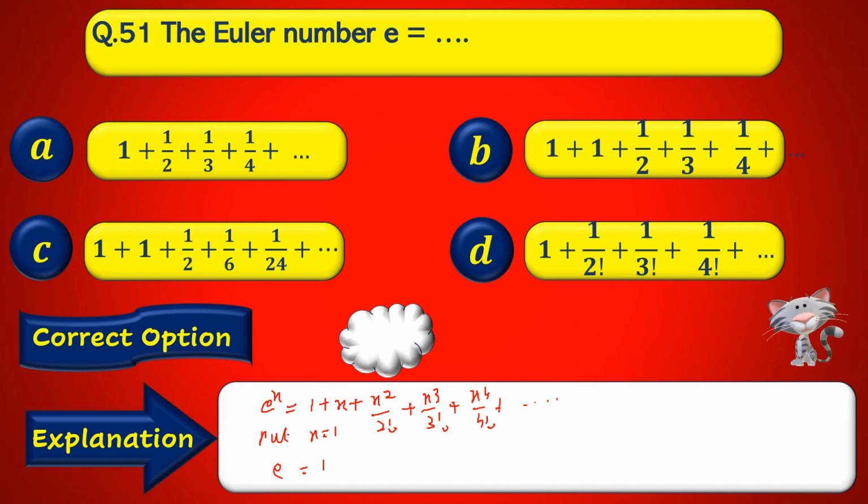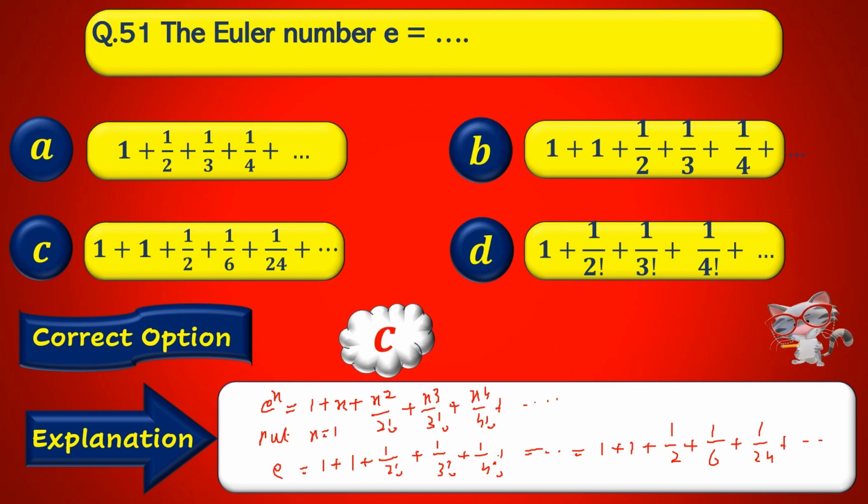Therefore, e will be equal to 1 plus 1 plus 1 over 2 factorial plus 1 over 3 factorial plus 1 over 4 factorial, which will become 1 plus 1 plus 1 over 2, as 2 factorial is equal to 2, 3 factorial is equal to 6, 4 factorial is equal to 24. Therefore, C is the correct option.